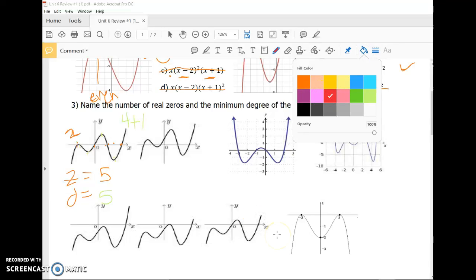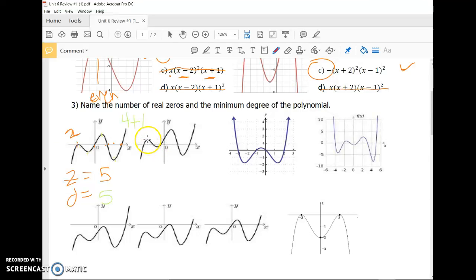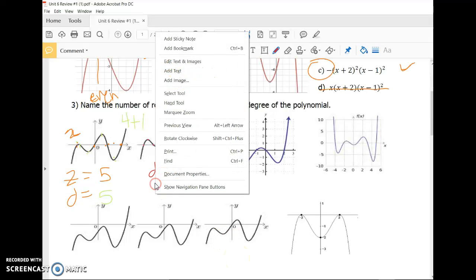Let's try another one. Well, for its zeros, it has 1, 2, 3, 4, 5, and none of them bounce, so we won't count any twice, so this is a degree 5. And then we count its up and down, so 1, 2, 3, 4, and 4 plus 1 is 5. So its degree is 5.